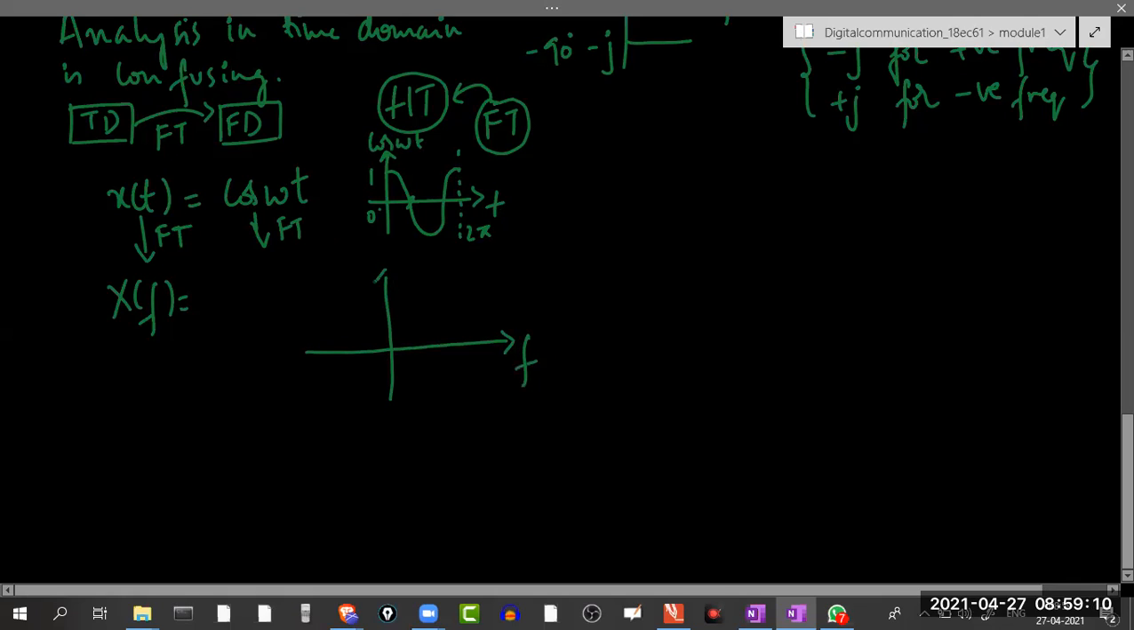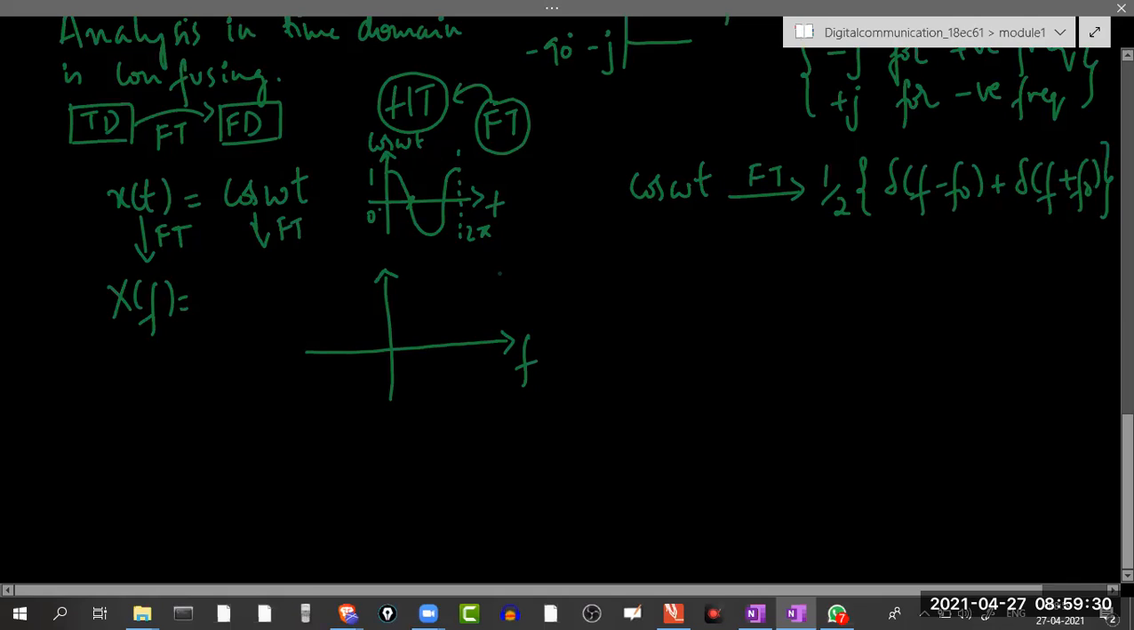Right now it will be a function of f. We all know that the Fourier transform of cos omega t is equal to half delta f minus f naught plus delta f plus f naught. So we all know this. So it can be represented as an impulse function. It is nothing but impulse function.